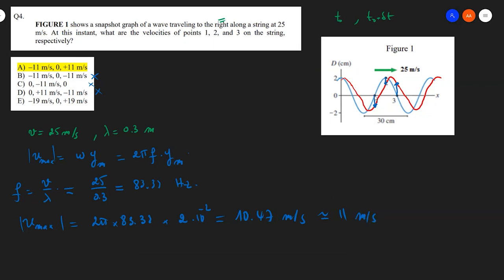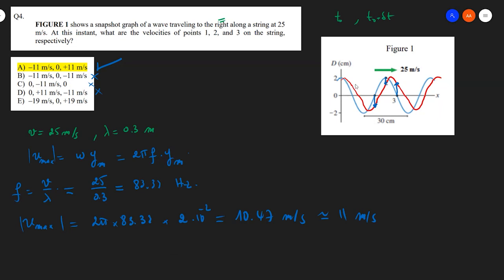Okay, so I know here at this point I have a maximum velocity, which is U max. And at the maximum displacement point, I have a zero velocity. So I got 11 up, and the signs are correct, the signs as I deduced them from here. Great.